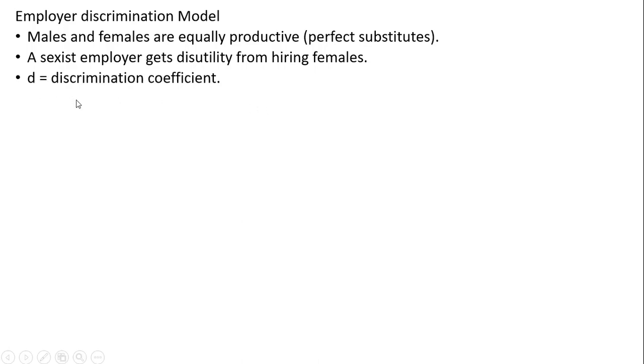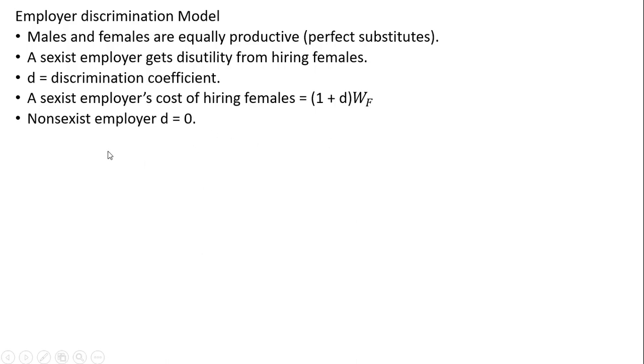D will represent the discrimination coefficient. A sexist employer's cost of hiring females will be given by the following: 1 plus the discrimination coefficient multiplied by the wage of females, W subscript F. A non-sexist employer, an employer that doesn't discriminate, will have a discrimination coefficient D equal to 0. D increases with the degree of discrimination or distaste for females.